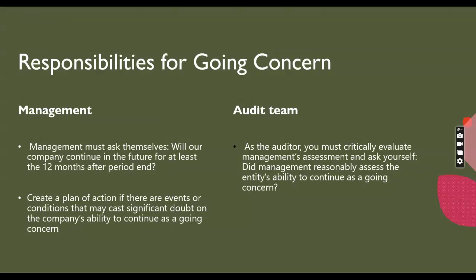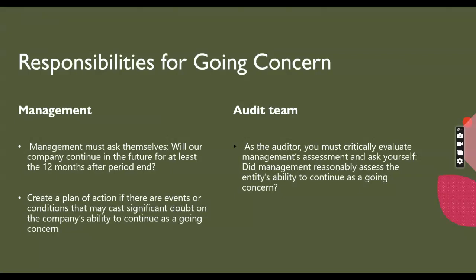So that is the first thing management needs to do. They need to make that assessment: will we be able to continue for at least 12 months? And once they do that, they need to create a plan of action. Assuming they ask themselves that question and realize we might be having some going concern issues within the next 12 months, management needs to create a plan of action. They can't just leave it like that. They need to develop a strategy. How are they going to address this potential going concern issue? Those are management's responsibilities. We are not the ones to do that. Management needs to make that assessment.